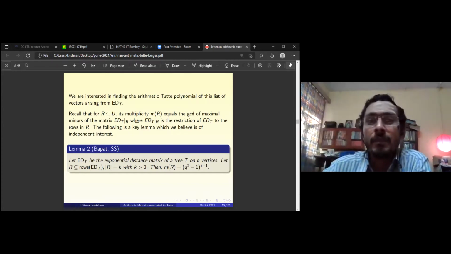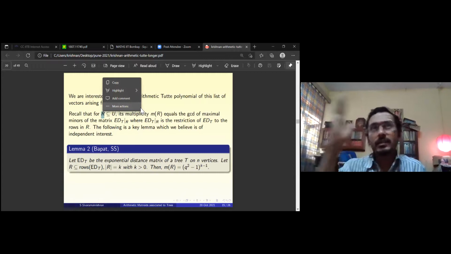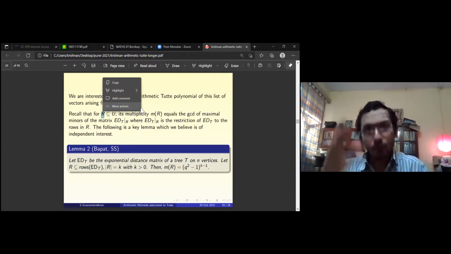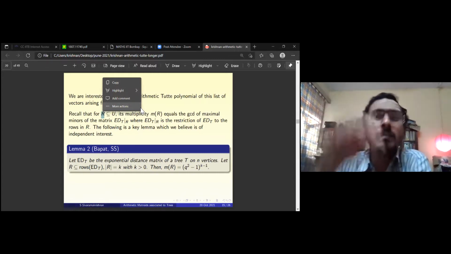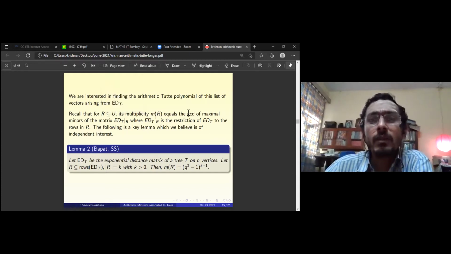So if you look at this M of R, for any R subset of U, that means R is a subset of the columns, so it's a set of vertices of the tree. The multiplicity M of R is equal to the GCD of maximal minors in the matrix EDT R. Is it clear?